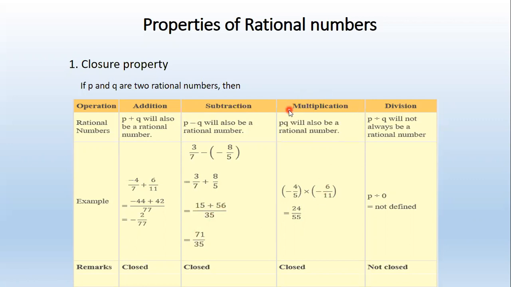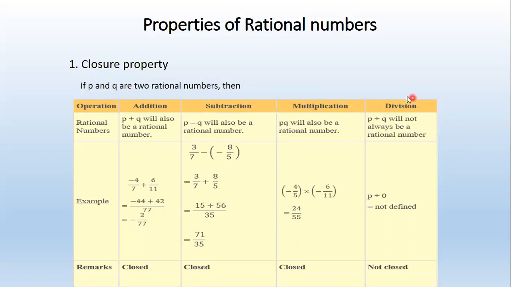Next we will see multiplication. When you multiply two rational numbers, minus 4 by 5 into minus 6 by 11, multiplying numerator with numerator, that is 4 into 6 is 24 and minus into minus will be plus, and 5 elevens are 55. So we get a rational number, 24 by 55. So we can say that the closure property is true for multiplication.